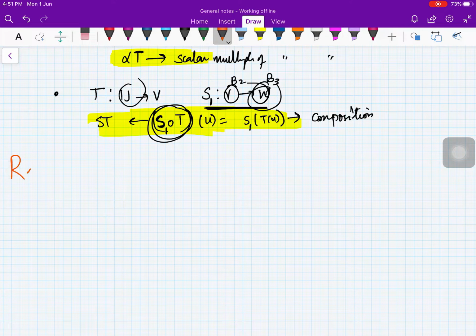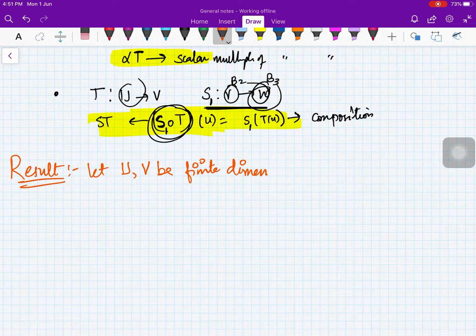So we have the first result, let me write it down. The first result says: let U and V be finite dimensional vector spaces. You see, the finite dimensional assumption is very important, because everywhere we are assuming that our basis is B1, B2, up to Bn. When we started with the matrix representation of linear transformations, that is valid only if your spaces are finite dimensional. Otherwise you cannot represent a linear transformation with a matrix. So everywhere I am writing this.